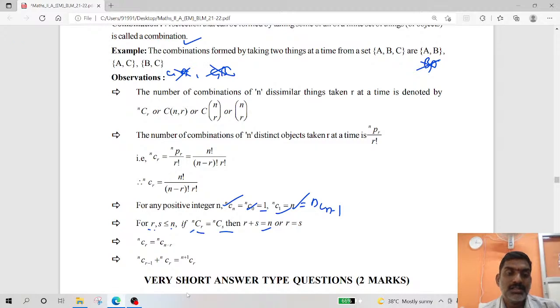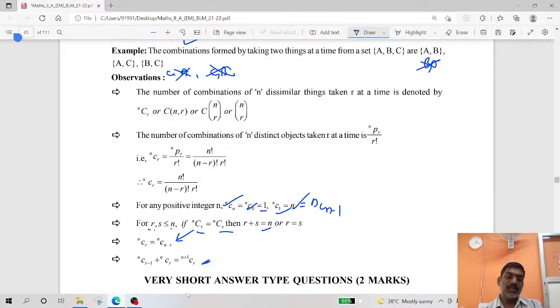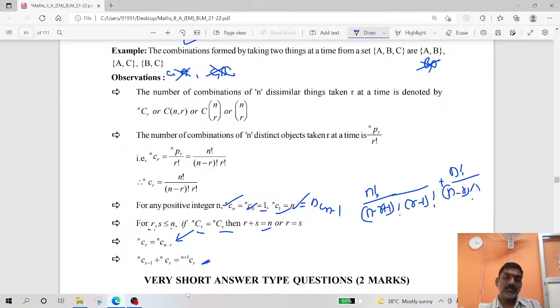Yeah, this is a continuation, I think. Next one is nC(r-1) plus nCr is equal to (n+1)Cr. What is this property? nC(r-1) means what? n factorial divided by (n minus r minus 1) plus 1 factorial into (r minus 1) factorial, plus n factorial divided by (n minus r) factorial into r factorial.